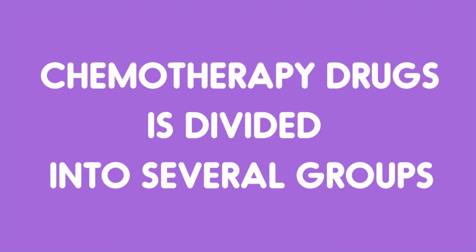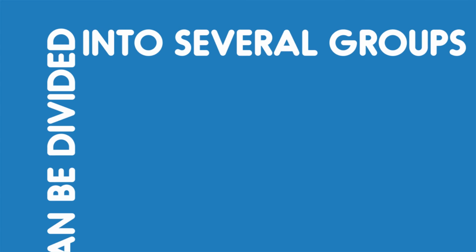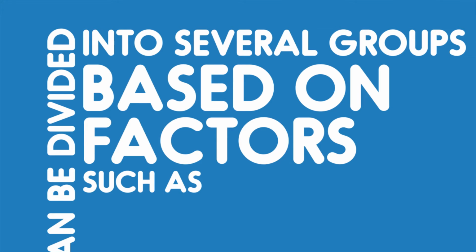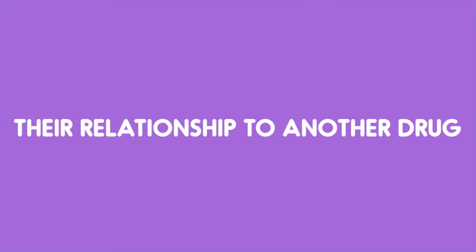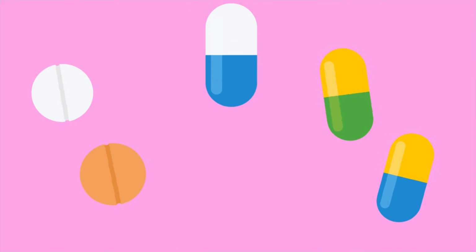Chemotherapy drugs are divided into several groups. These can be divided into several groups based on factors such as how they work, their chemical structure, and their relationship to another drug. Some drugs act in more than one way and may belong to more than one group.